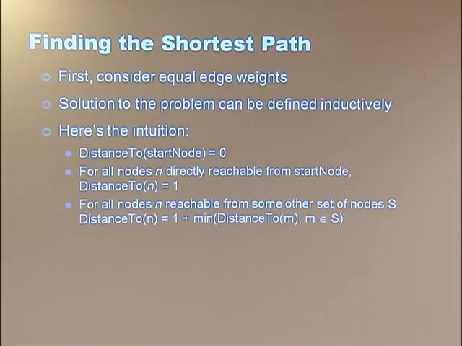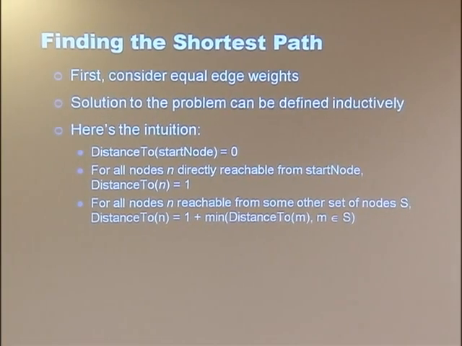Okay, so the distance from the start node to yourself is 0. Right? So for all nodes that are reachable from the start node, the distance is 1. You go 1 hop. So this is a base condition, and this is the inductive step. If you get to n from any of the nodes within set S, then the distance is simply 1 plus the shortest distance to S. The idea is if you can get to me from you, then it's simply one more hop past you. So the shortest distance to you.